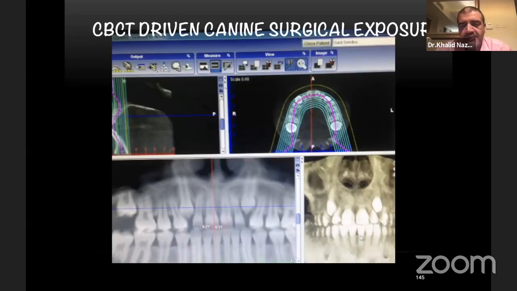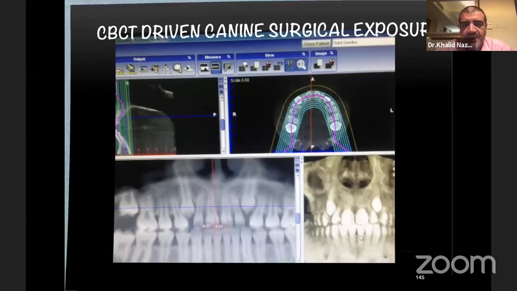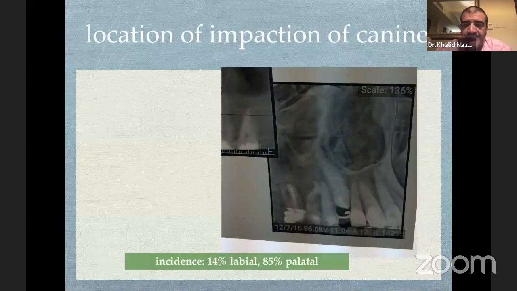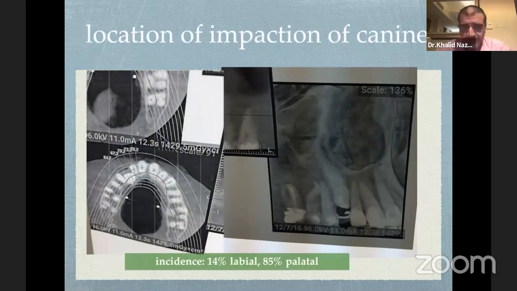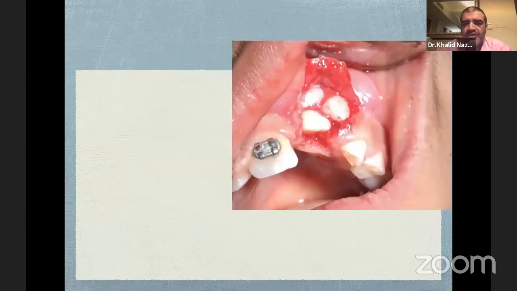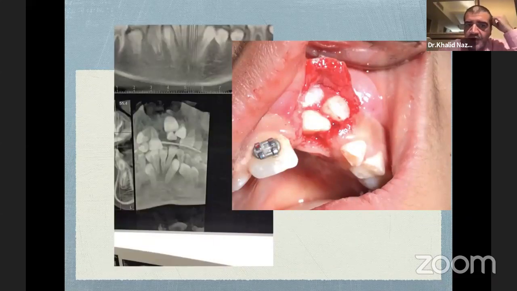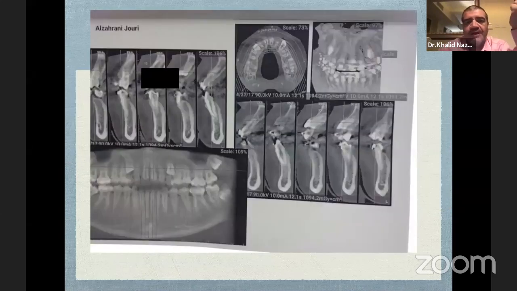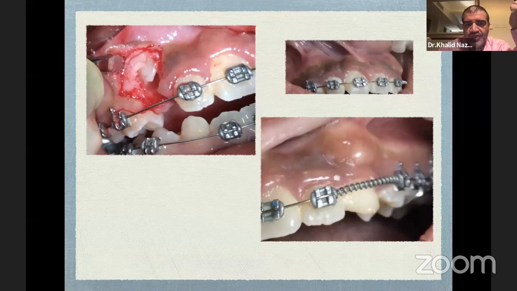Cone beam 3D radiography keeps coming back and forth. Impaction, 85 or 90% of the impactions are palatal, 14% are buccal. But to be accurate, especially in the aesthetic zone, it's very, very important to take a cone beam so you go surgically. This is one of the challenging cases that I have done. And without taking a cone beam, I would have never guessed the relationship between these teeth to be able to design with the orthodontist the proper plan to be able to move these teeth in a proper relationship.